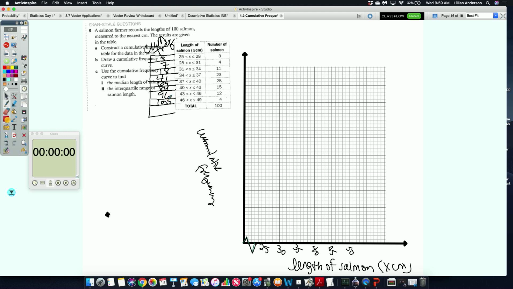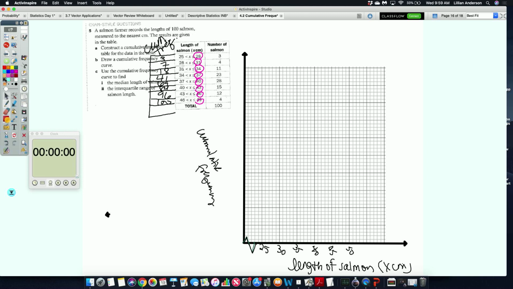But what's going to be my upper boundary? 28. 31. 34. 37. Why is it all these values? Because they overlap, which means you're not going to have any 0.5s or anything in between, because the upper boundary of one class is the lower boundary of the next class. And so there's no need for a 0.5 or anything like that.